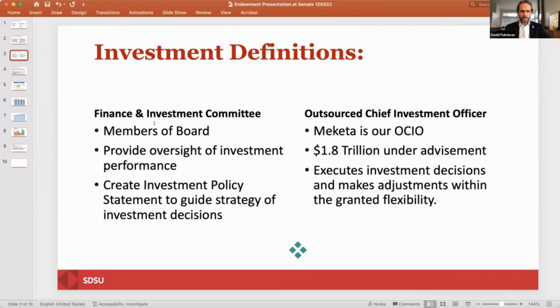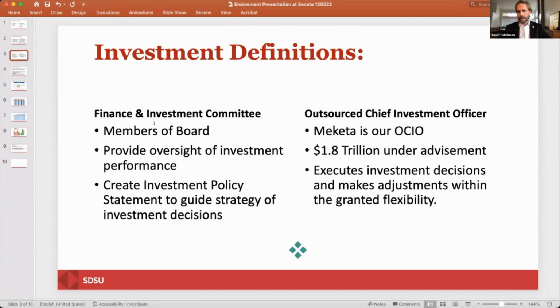For the management of the investment, there's a Campanile Foundation Finance and Investment Committee that provides oversight and governance over the management of the endowment assets. They're all members of the board, and they create and craft what's called an investment policy statement, which is available on our website. That really talks about the strategy of the investment decisions. They're not managing the day-to-day purchasing or selecting managers. They're setting this broad strategy to generate returns sufficient to meet our target distributions.